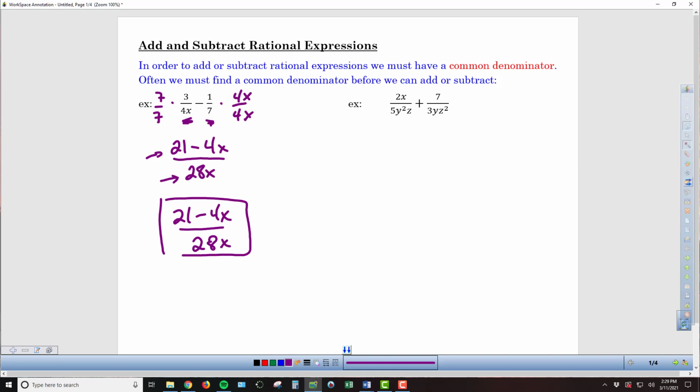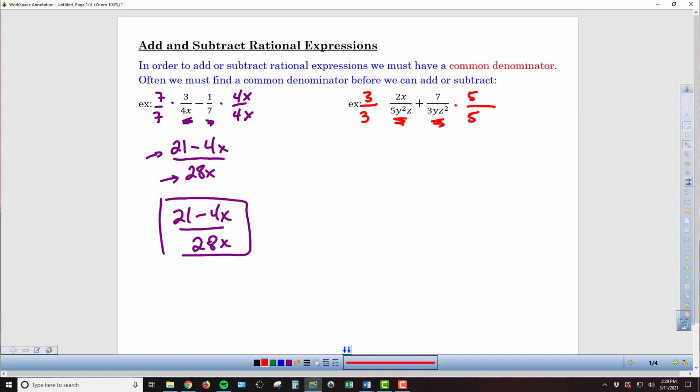In the second example, again, we're looking to make sure the denominators end up the same. So for that first fraction, I look at the number, I see a 5. In the second fraction, I need a 3. So the smallest number that both 5 and 3 divide into is 15. So I'm going to need to multiply the first fraction by 3 on the top and bottom, and the second fraction by 5 on the top and bottom.